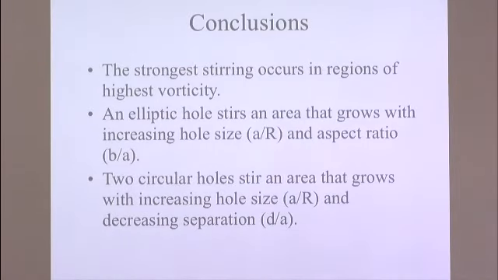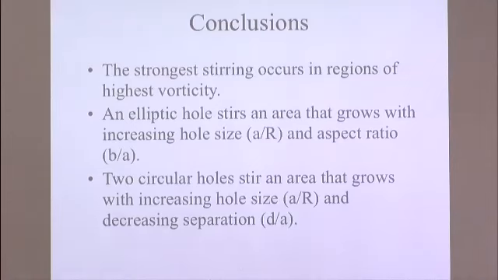Let me finish with some conclusions. The most important one is, of course, that the strongest steering occurs in regions of highest vorticity, so within the vortex. The elliptic hole steers an area that grows with the increasing hole size, which is something that we could expect, but rather unexpected, it also grows with the aspect ratio. So more circular holes produce the strongest steering.